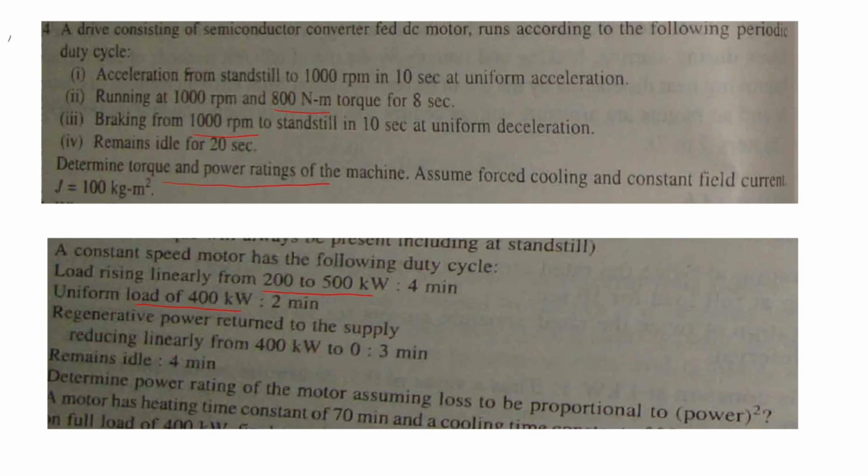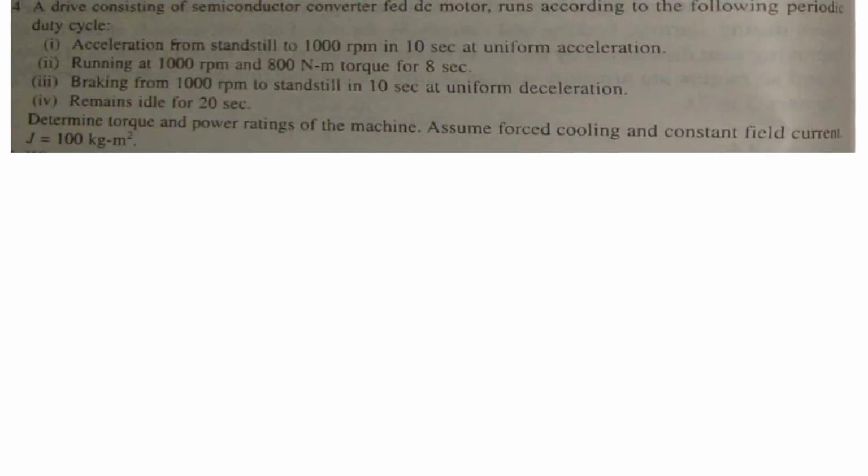This question is a little tricky, as you can see that the load is varying in these two intervals. Here the load is varying from 200 to 500 kilowatt, and from here 400 to 0. Also it is given that the loss is proportional to the power square. We will also see the significance of this statement while solving this question. So this is the first question.